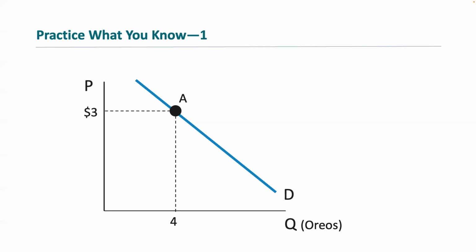Or are we going to have a change in demand where that entire curve is going to jump either to the right or to the left? Think about that for a second. And again, what's happening here is that the price of Oreos is falling. So a change in price.